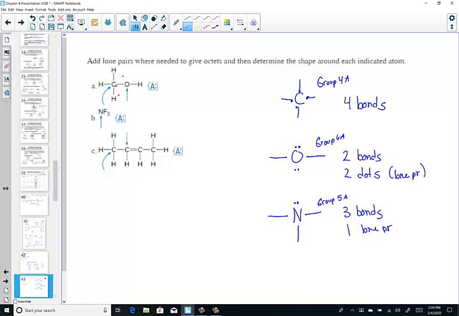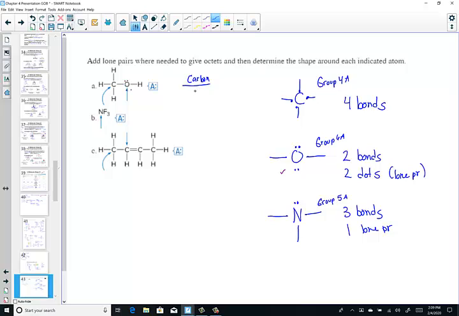The oxygen, well, it has the 2 bonds, but clearly we see it also needs 2 sets of dots to complete its octet. Alrighty, so we have 2 bonds, 2 dots around the oxygen. Now that I've got all the dots placed, we can go in and decide the VSEPR count. Let's do the carbon first.